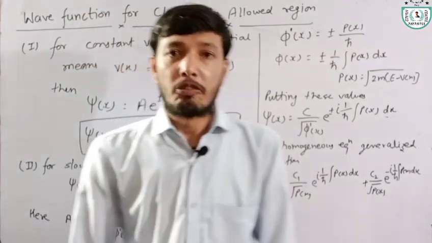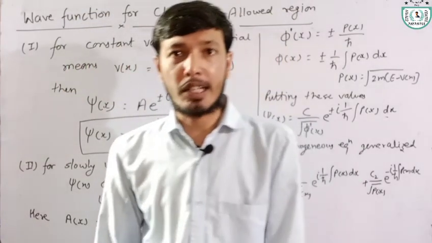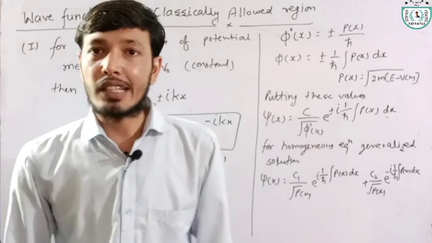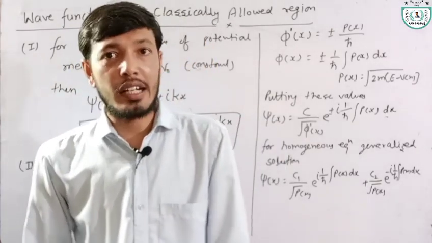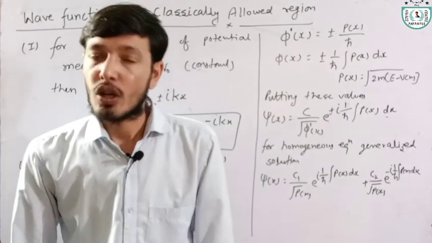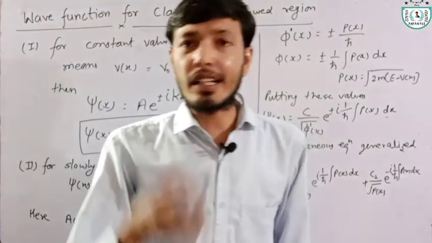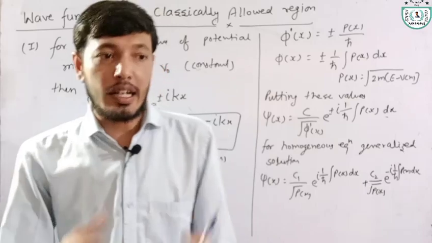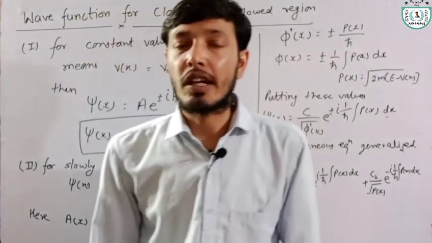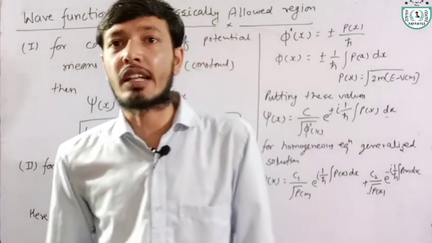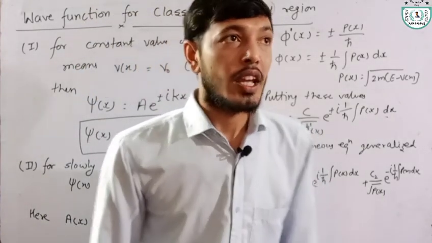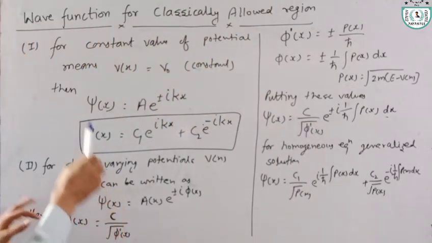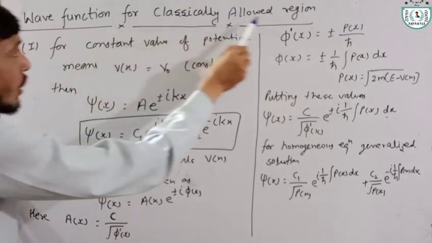For this, we have to remember that the WKB approximation method is applied in the classically allowed region and in the classically forbidden region. Okay, we see that in the classically allowed region, the kinetic energy is always positive, and in the classically forbidden region the kinetic energy is always negative. Let us start. I have already written the wave function for the classically allowed region.